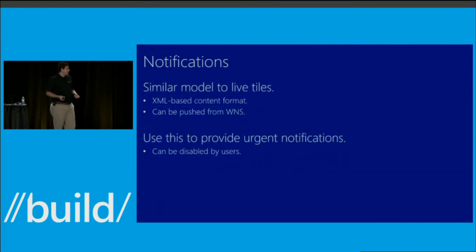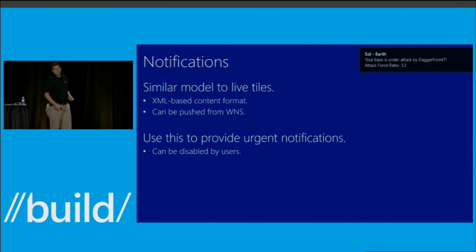Now, one of the other new features for Windows Store apps is notifications. This is similar to live tiles in that you can provide XML-based content updates either programmatically or with an online service. But this is used for more urgent notifications. So instead of being a passive update that the user only really sees if they go to the start screen, notifications pop up immediately in the top right of the screen. You can use this to display incredibly urgent information to the user, such as their base is actively being attacked by one of their friends, or I guess enemies in this case.